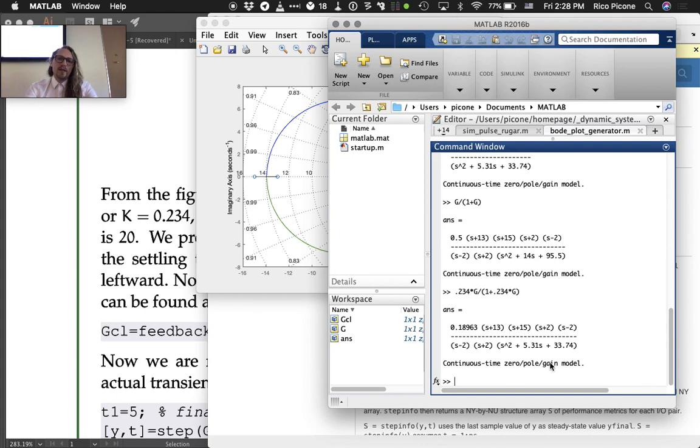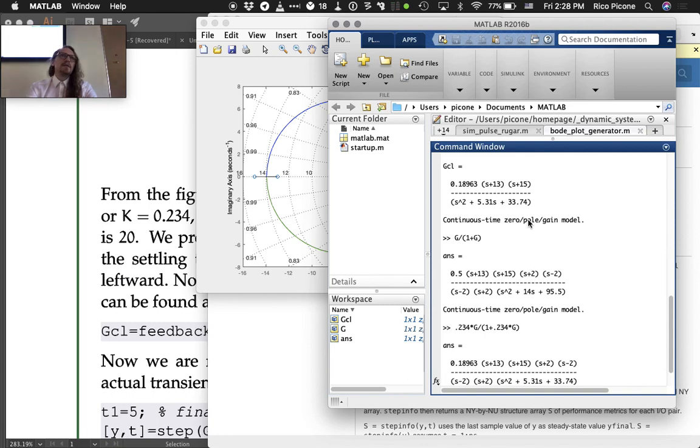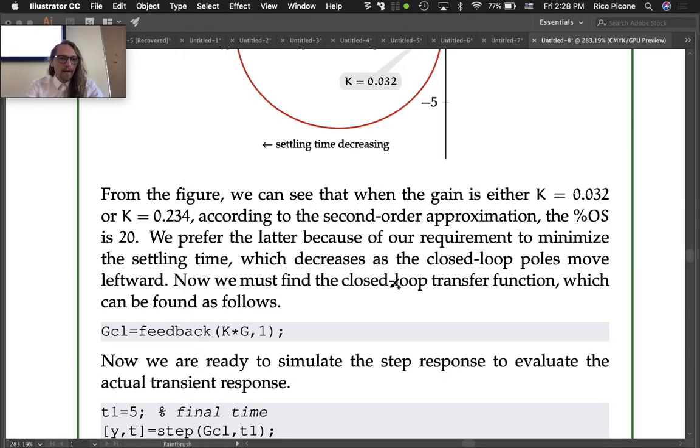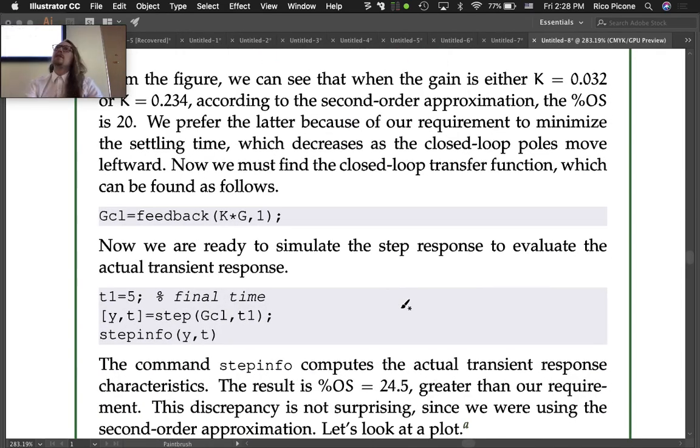There we go. Now we're good. If we canceled the poles and zeros, we would be equal to that one. So G closed loop using feedback is the same as using this KG over 1 plus KG. All right, so we're good. So we've got our closed loop transfer function, and now we're ready to do the step response.